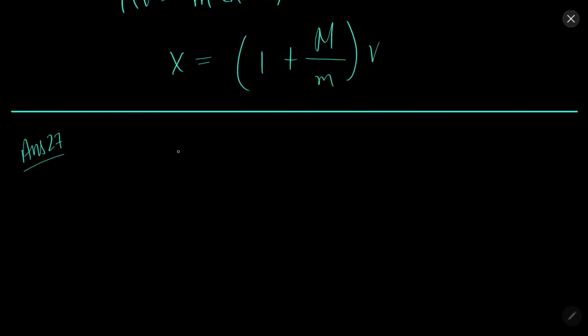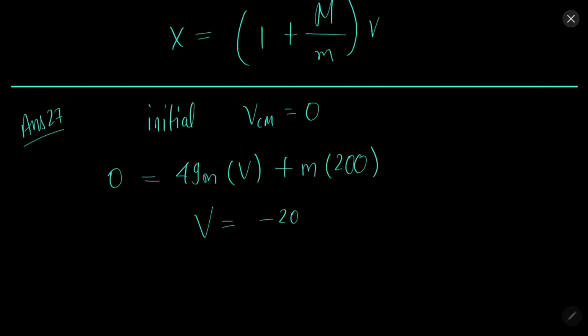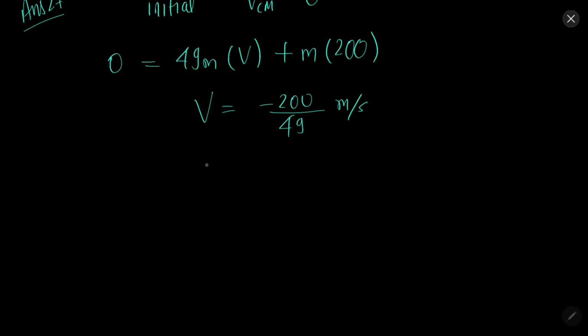A gun is mounted on a railroad car. The muzzle velocity of the shell is 200 meter per second. Initially the velocity of the center of mass is 0. Therefore 0 equals 49 m into v plus m into 200. So v will be minus 200 over 49 meters per second, that is 200 over 49 meters per second towards left.